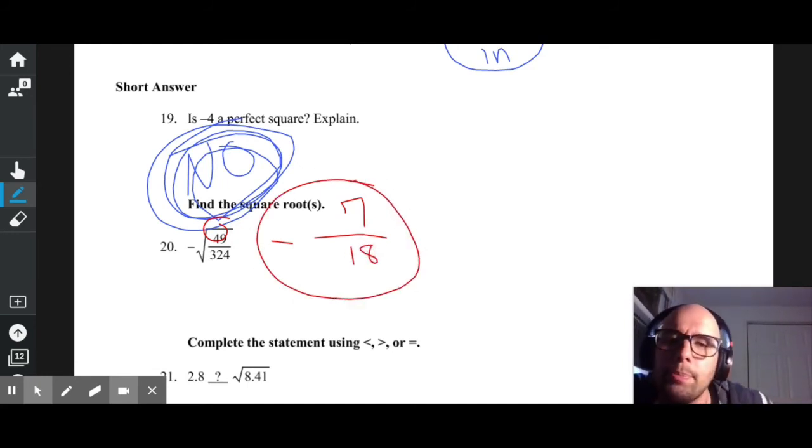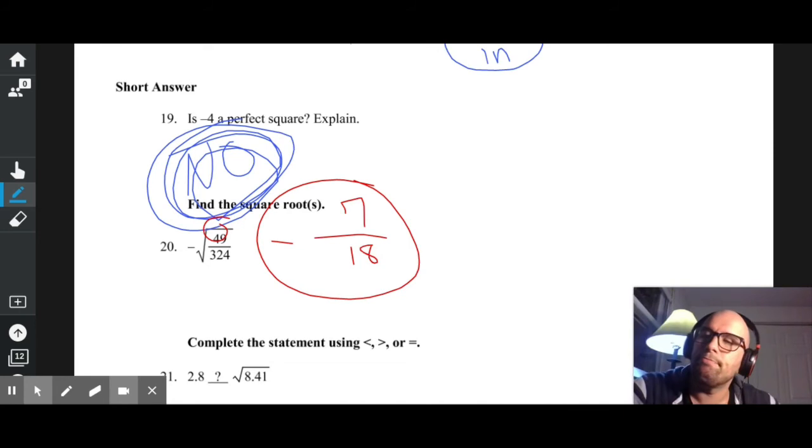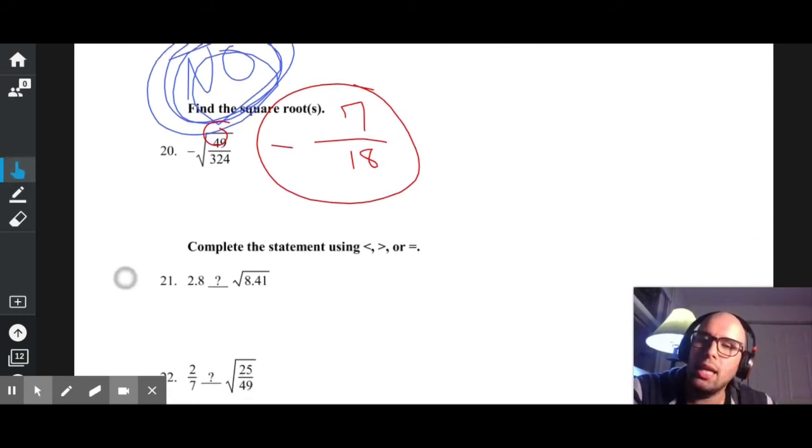See, if you're taking the square root of a fraction, you can take the square root of the top, the numerator, you can take the square root of the bottom, the denominator, and just keep it as a fraction. Isn't that something? Ain't that something?